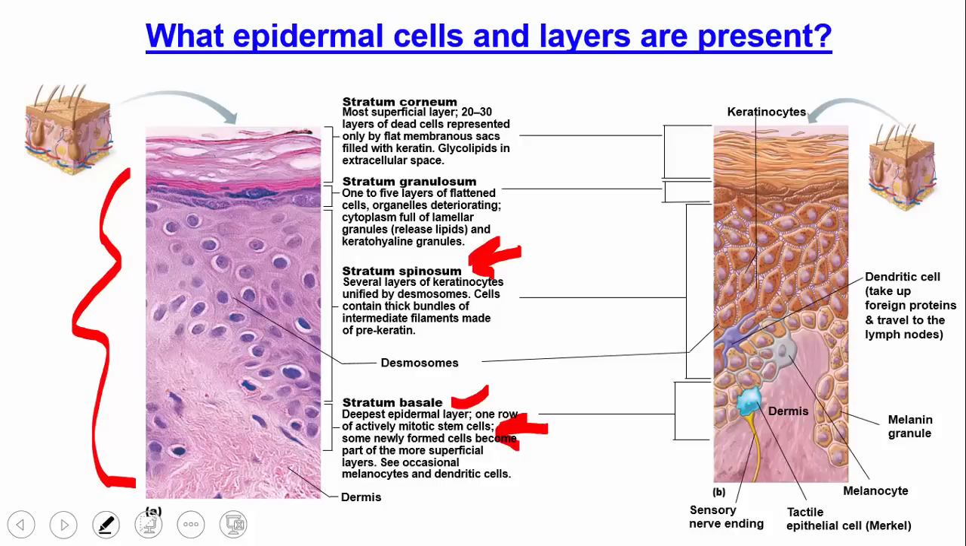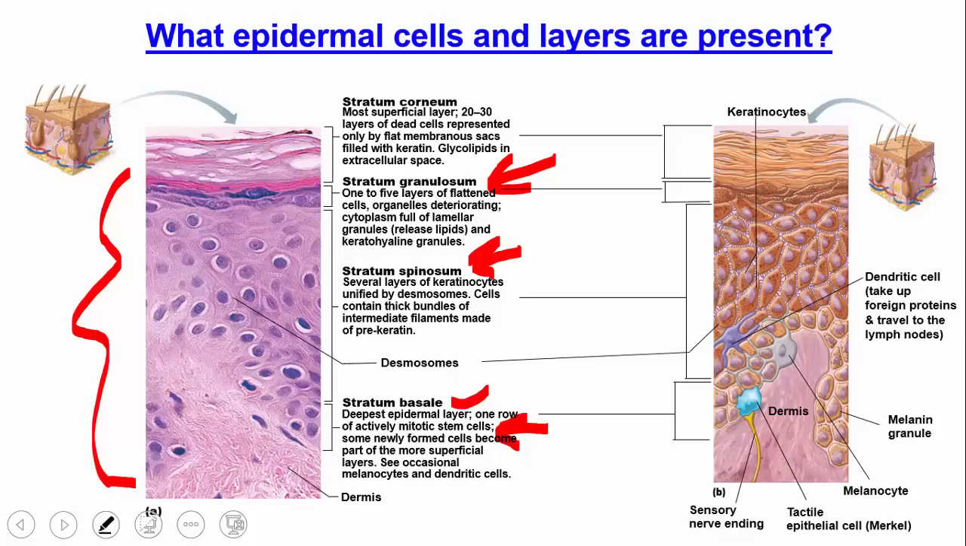Okay, if we work our way up again, we see the stratum granulosum. It's about 1 to 5 layers of flattened cells. The organelles are starting to deteriorate here because you're starting to have some cell death, because again you're not getting enough vasculature up in this region. The materials that the blood is delivering cannot make it up to this upper layer, so you're starting to get some death here.